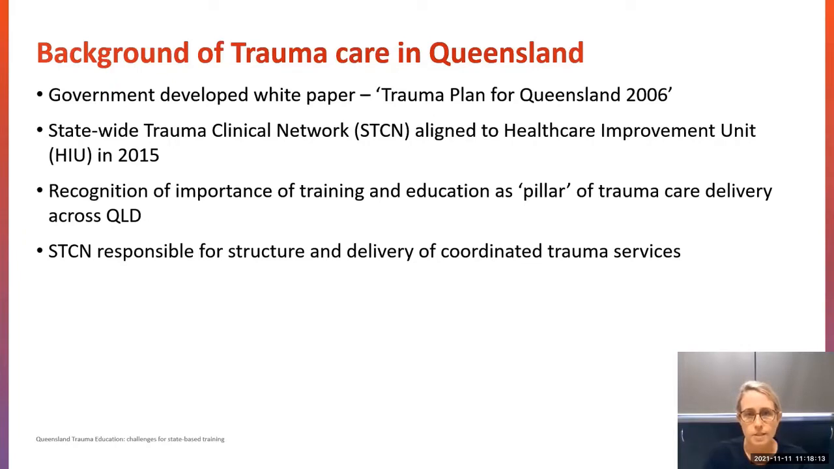So in 2006, the first review of the functional ability of the state to provide care in an organised manner to trauma victims was described in the Trauma White Paper Plan for Queensland. This plan aimed to provide strategic direction for the delivery and advancement of trauma services in Queensland. And from this, the Statewide Trauma Clinical Network was created.